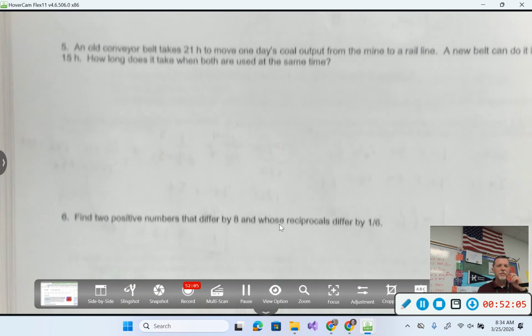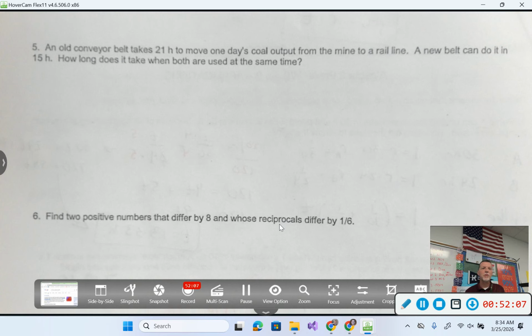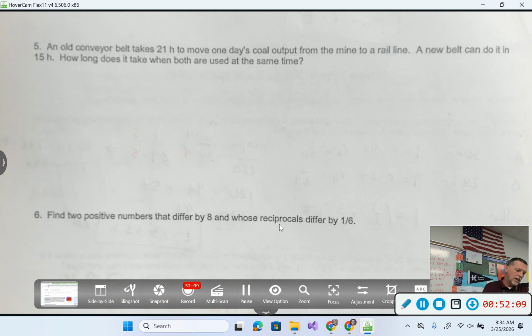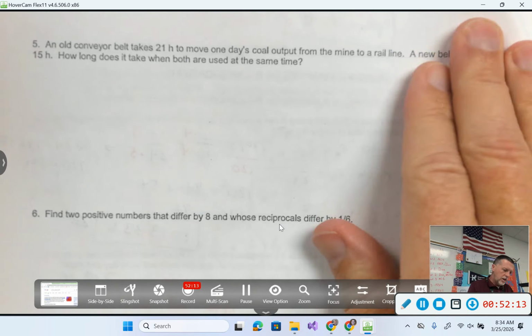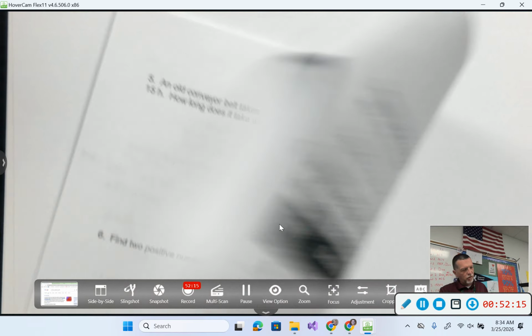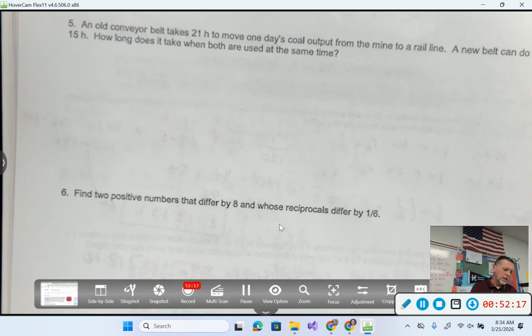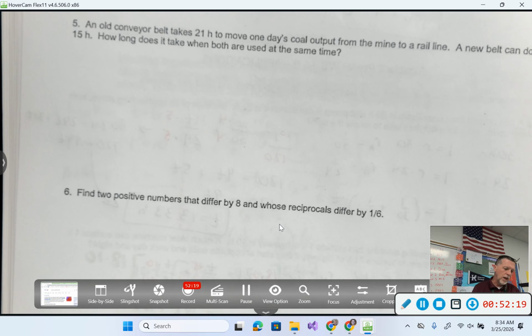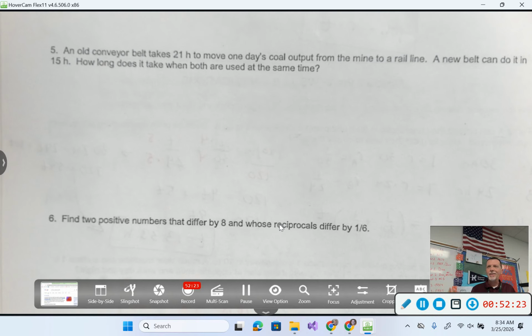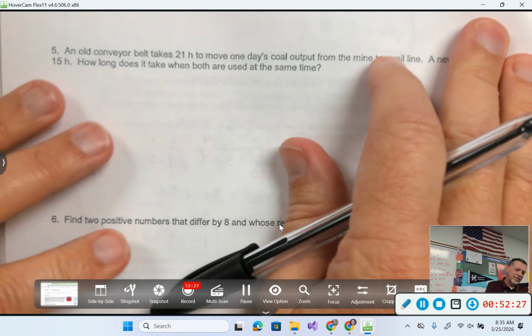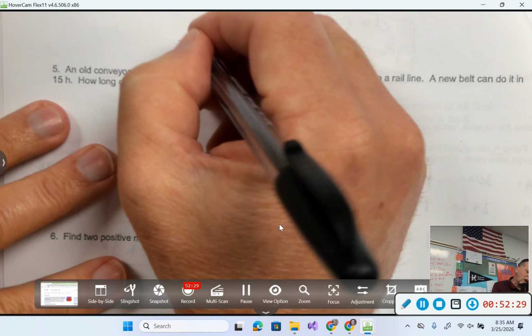Why don't you try number 5? 5 is back to, I feel like we're jumping around types of problems here. By the way, today's assignment is 5 through 8. An old conveyor belt takes 21 hours to move 1 day's coal output from the mine to a rail line. Okay, who cares about the details? What type of problem is this? Job. Yeah, this is job equals rate times time.